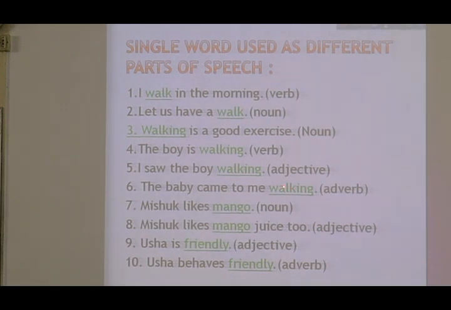In sentence number 6: the boy came to me walking. Here walking modifies came. Walking tells us how the boy came to me. The boy came to me walking. So walking here is an adverb.